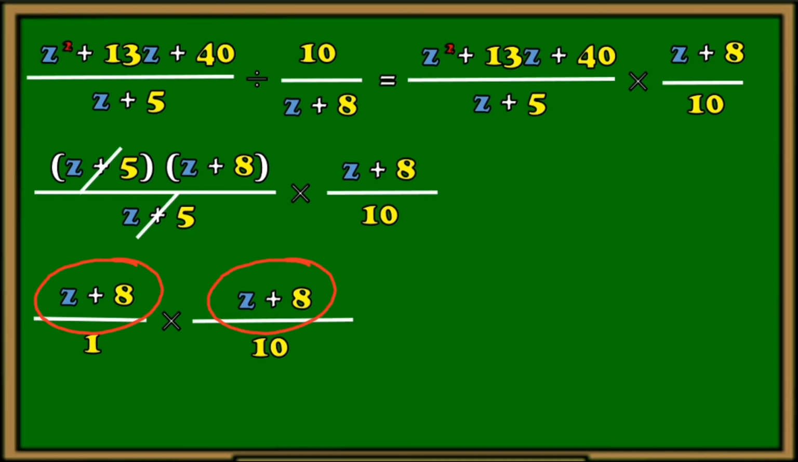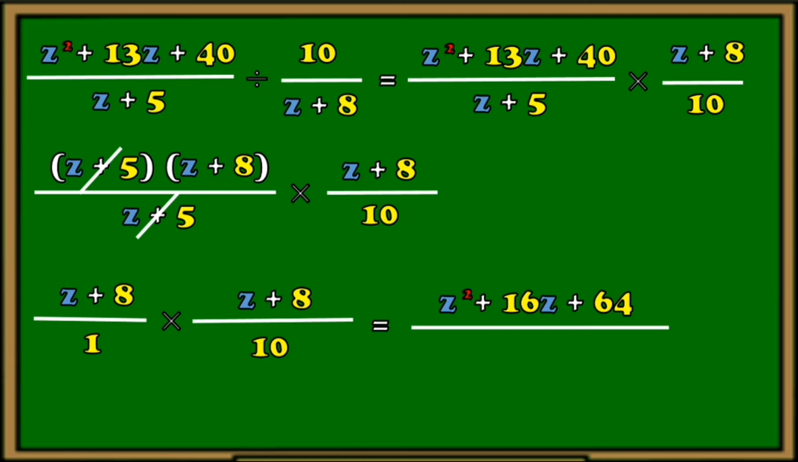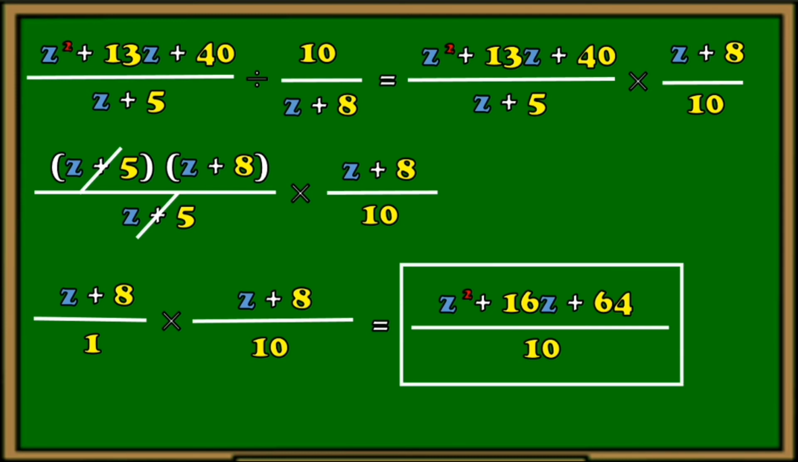Numerator times numerator, z plus 8 times z plus 8. Multiplying these binomials, we'll get a perfect square trinomial, which is z squared plus 16z plus 64. And denominator times the denominator, 1 times 10 is 10. Our final answer, z squared plus 16z plus 64 all over 10.